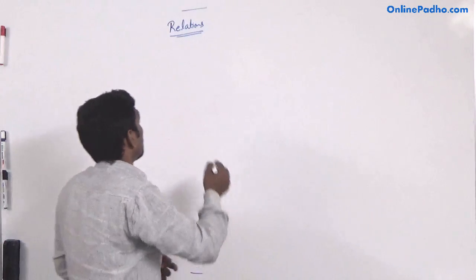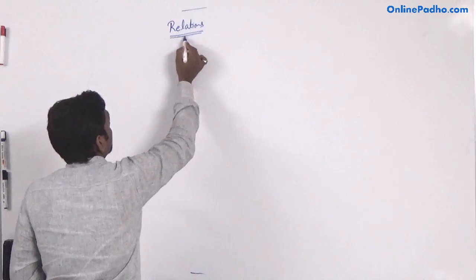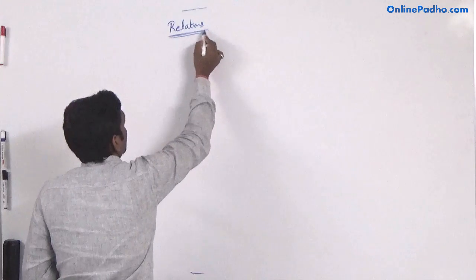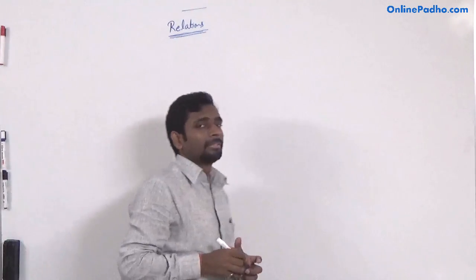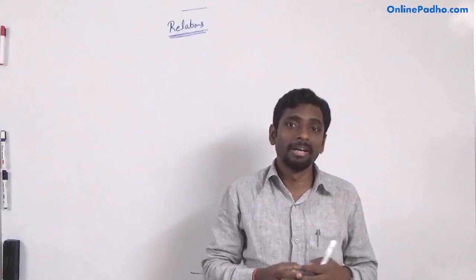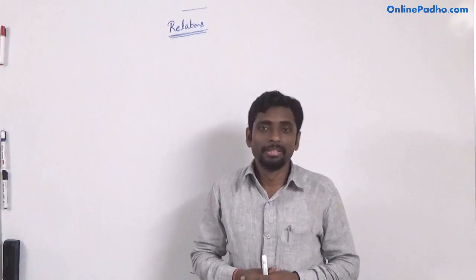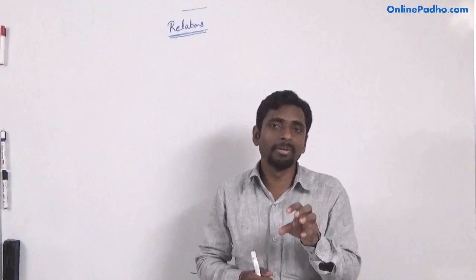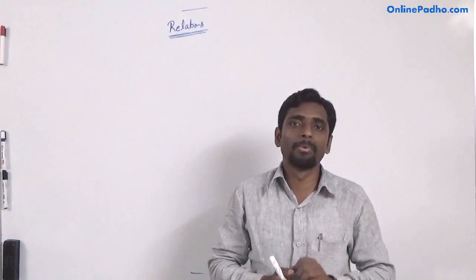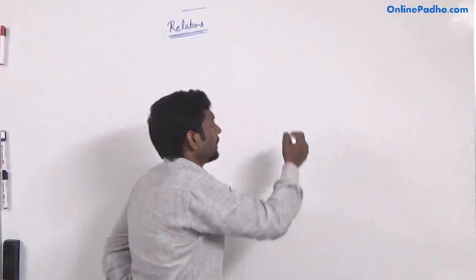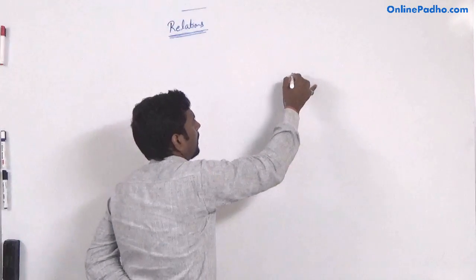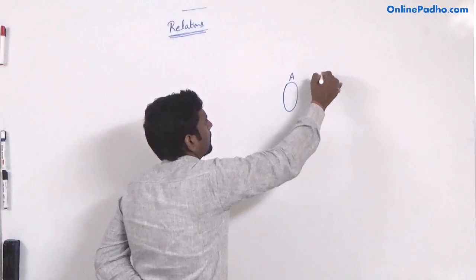Now let's discuss the topic relations. What do you mean by relations? You already learned in class 11th what a relation is. A relation is a subset of a Cartesian product. If we have two sets, set A and set B, right?